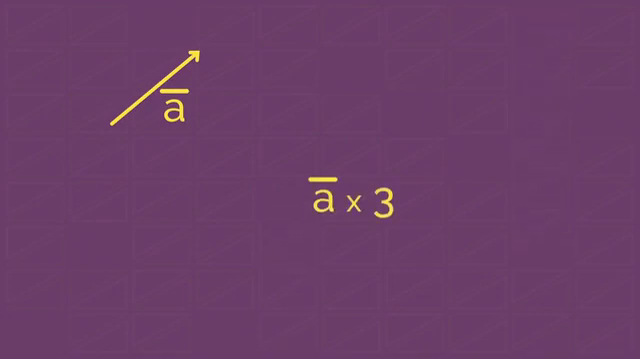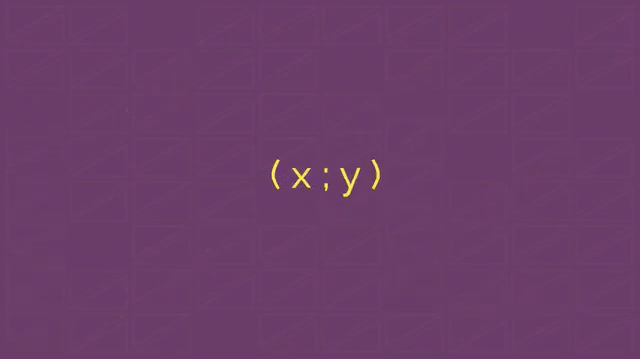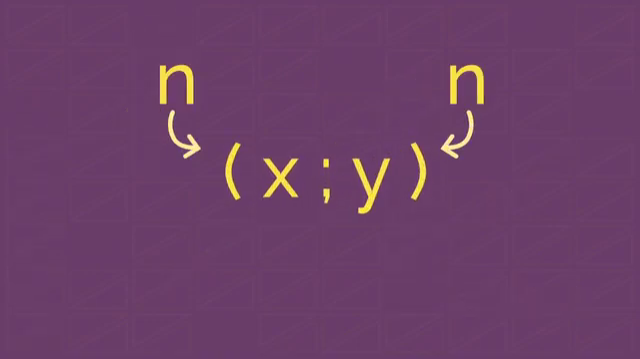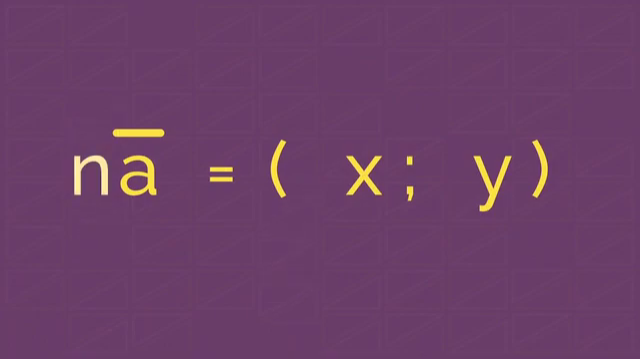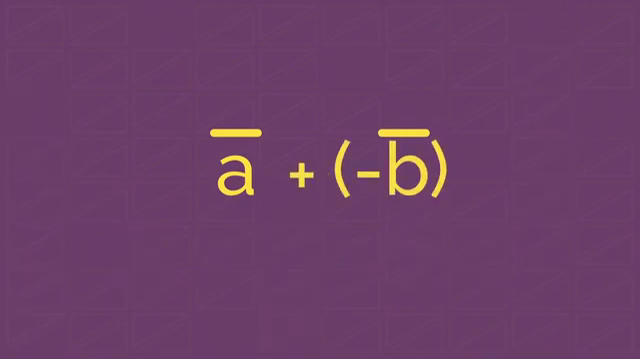We can also multiply a vector by a number. If the number is positive, the direction will remain the same, and the magnitude will be multiplied by this number. If the number is negative, we change the direction of the vector to opposite, and then multiply the magnitude, or just multiply both coordinates by that number. If vector A has coordinates x, y, then vector n times A will have coordinates nx and ny. To find vector A minus vector B, just multiply B by -1, which changes its direction to opposite, and add. We already know how to add vectors.